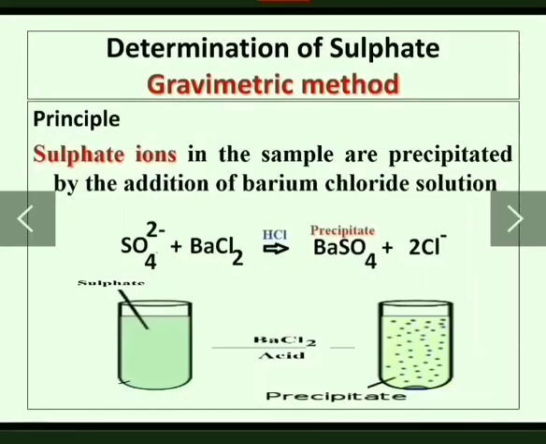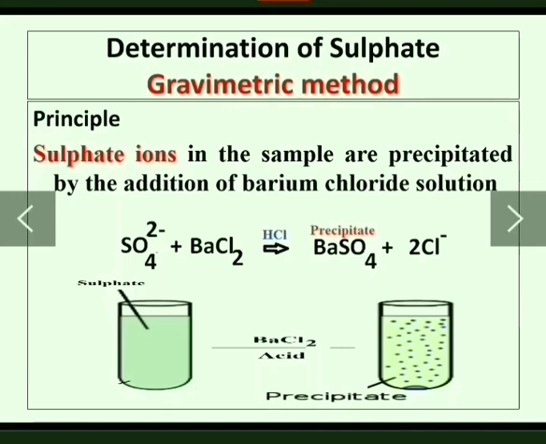Next, let us go to the determination of sulfate by using a gravimetric method. Gravimetry is nothing but you have to measure the weight of the sample. In the first experiment, you measure the color. Here, you measure the weight of the sample. So let's start with the principle.